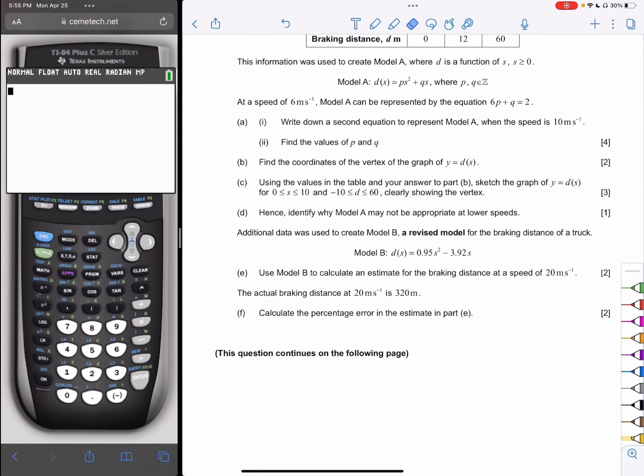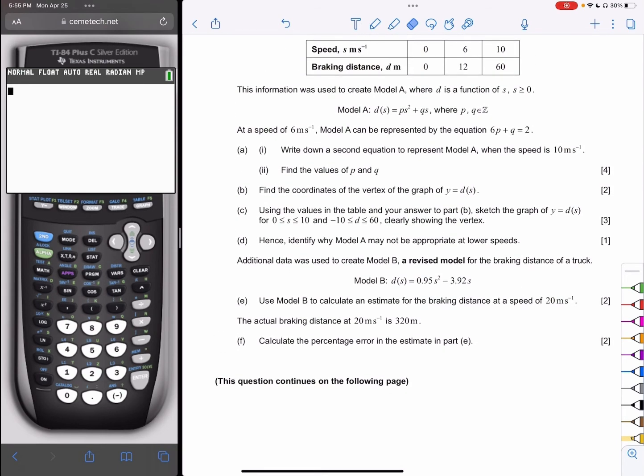So if I write that second equation for part A here, it says where we have the speed as 10 meters per second. So I'm looking here on the table. So I'm going to substitute that value in. So it says my braking distance is 60. So I am going to end up having 60 is equal to P times 10 squared plus Q times 10. All right, so that is my equation there.